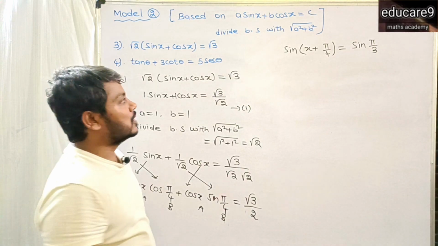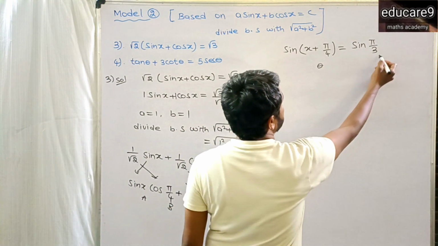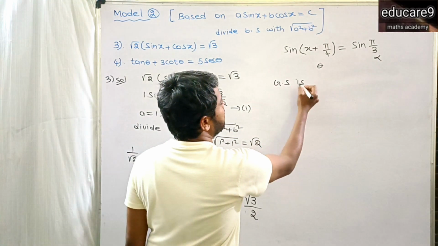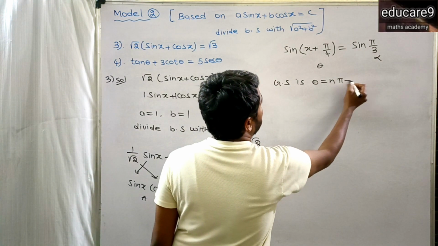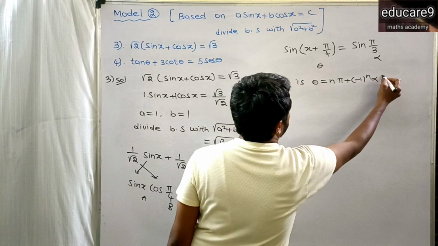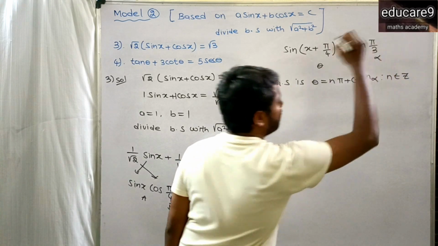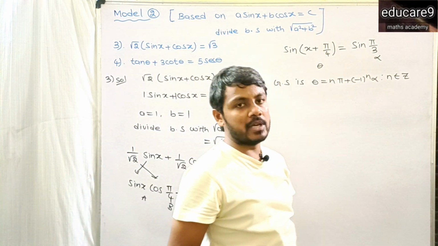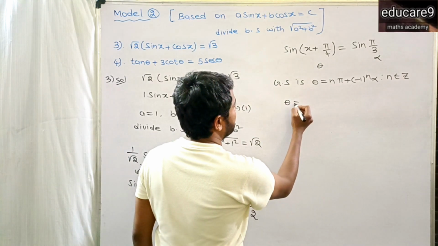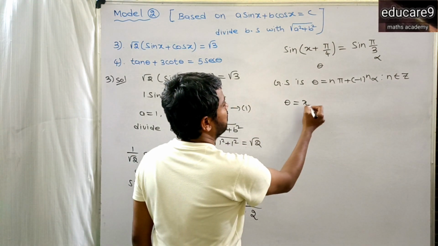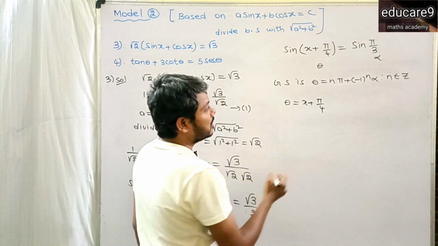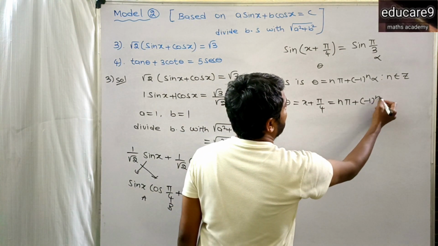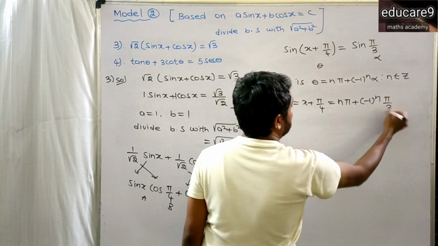Root 3 by 2. Now clearly which is of the form sin theta is equal to sin alpha. So here we know that the general solution is theta is equal to n pi plus minus 1 whole power n into alpha, where n belongs to z. So replace theta with x plus pi by 4 and alpha with pi by 3. So therefore the general solution is theta. What is theta here? x plus pi by 4. So which equals n pi plus minus 1 whole power n into alpha, that is pi by 3.